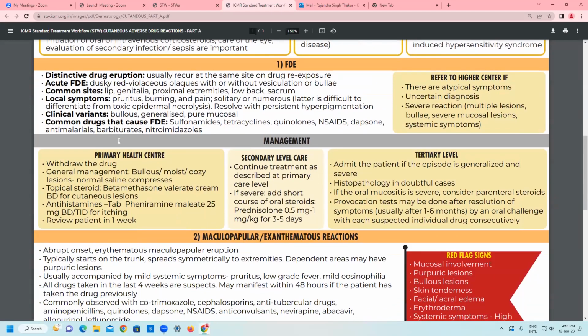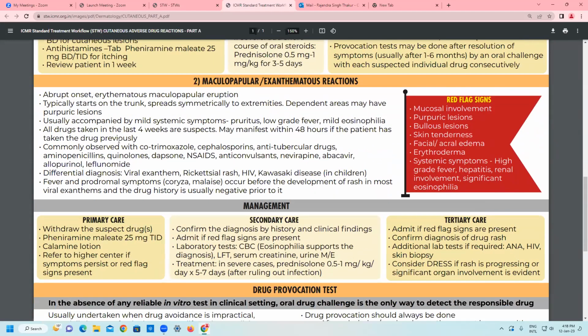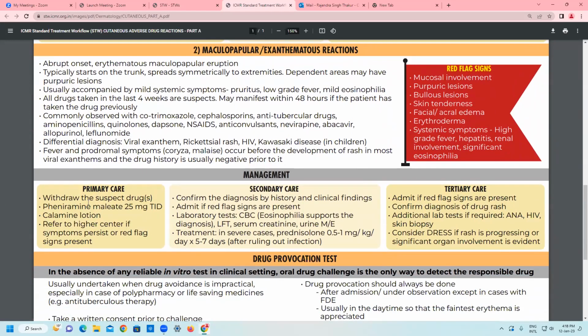Now, if you come to maculopapular exanthematous reaction, then at primary care, we have written 4 points, that is withdrawal of the suspected drugs, giving antihistamines. All of us use antihistamine as if all drug reactions can be controlled. No, all reactions cannot be controlled, but there is no harm in giving antihistamine. And at primary level, whether corticosteroid has to be given or not, we thought that it should be given at secondary level only. But if it is toxic epidermal necrolysis or Stevens-Johnson, then one may start as early as possible and then refer to a higher center.